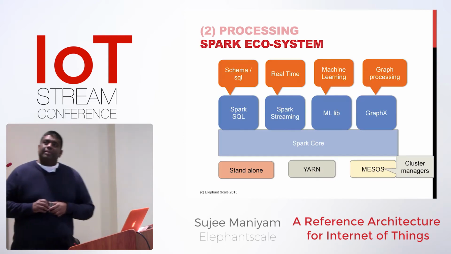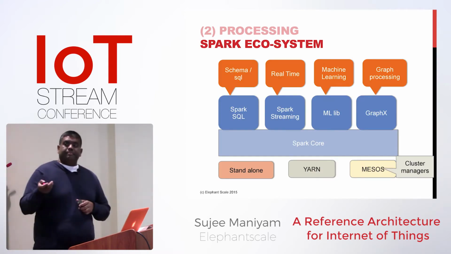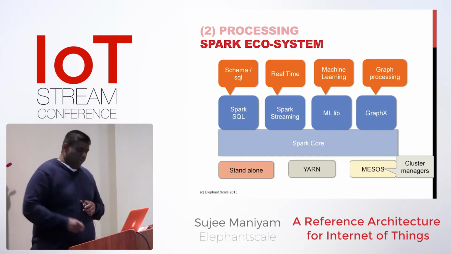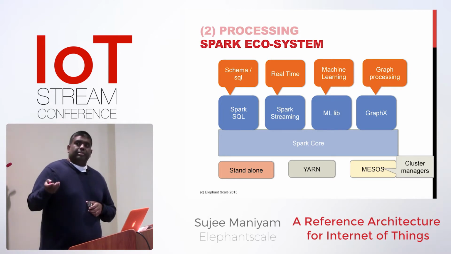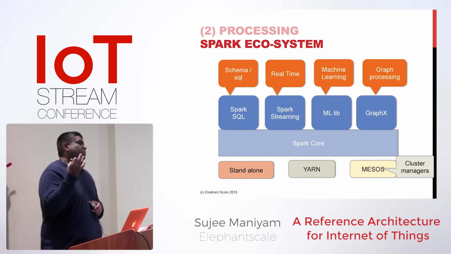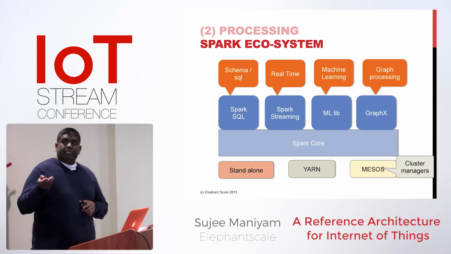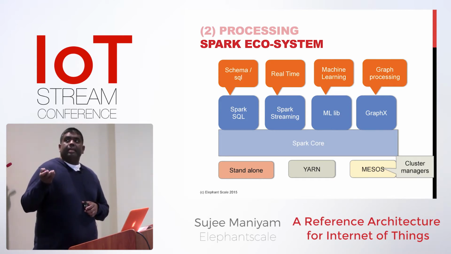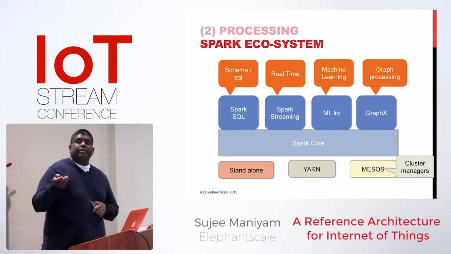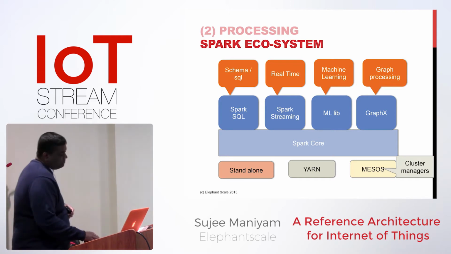So very quickly, Spark, as you can see, is built on a basic core, but it gives you lots of components. For example, Spark SQL, meaning it allows you to do SQL queries on data, streaming, real-time, machine learning, and graph processing, right? What we are going to concentrate on is machine learning.